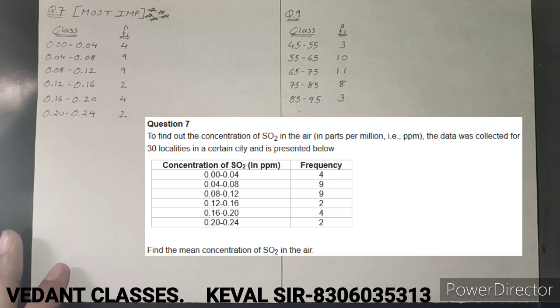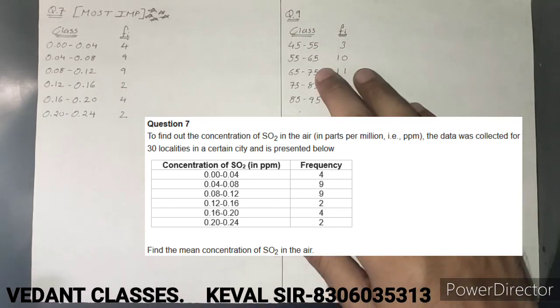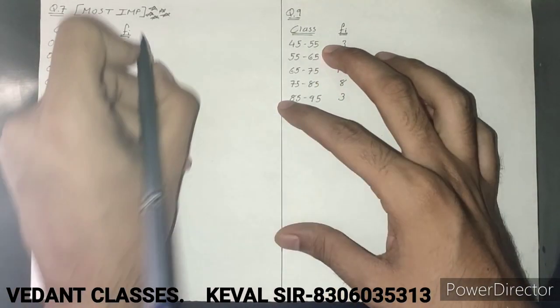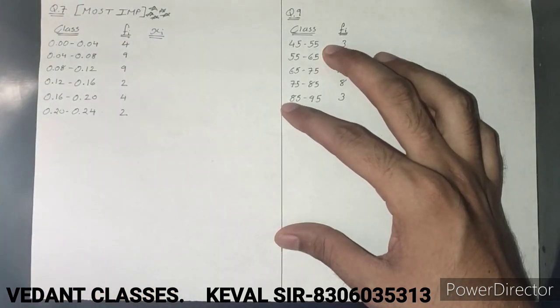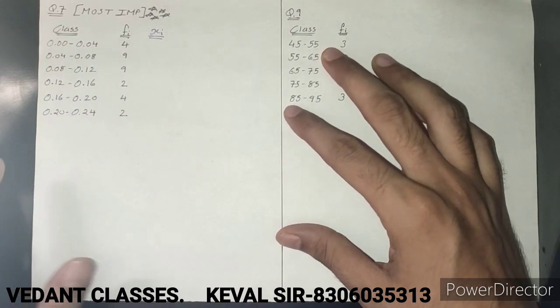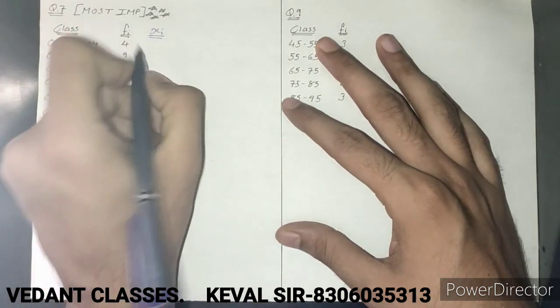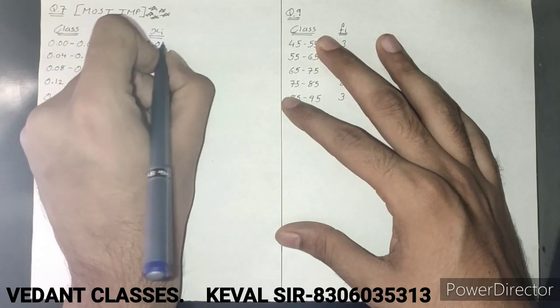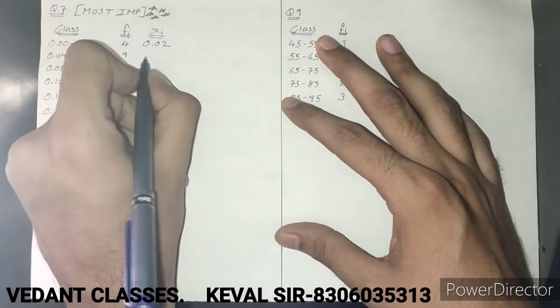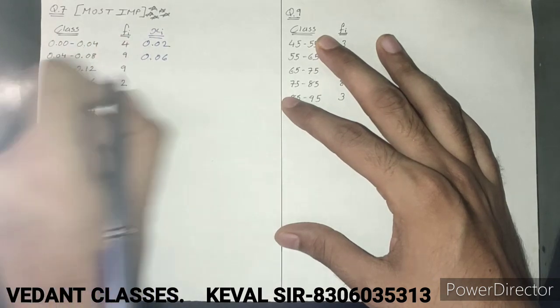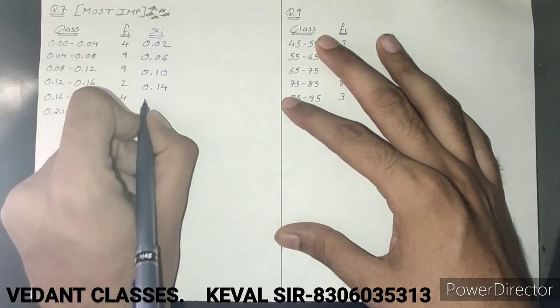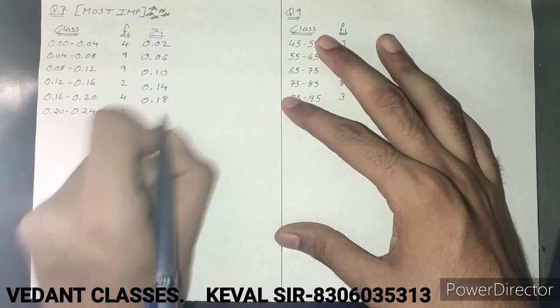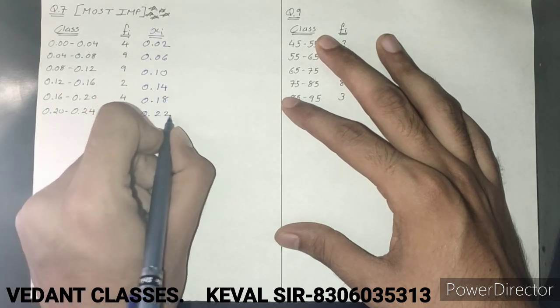Now see, the question number 7 is most time consuming, because here the class intervals are given, but it is given in ppm. Okay, so let's calculate the value of xi first. You don't need to worry about the things. You just have to stick to your basics, so you'll always get the correct answer. Okay, so let's write the mid value. This will be 0.02. For this it will be 0.06. For this it will be 0.10. For this it will be 0.14. For this it will be 0.18, and for this it will be 0.22.